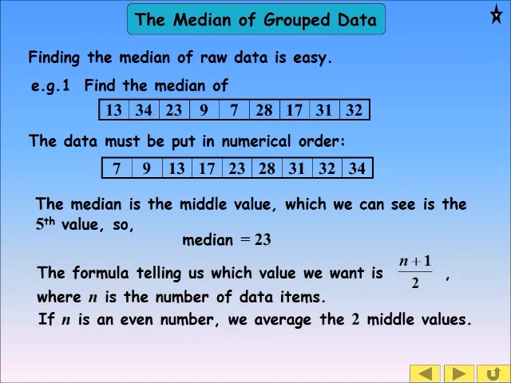n equals the number of the data. If you have 10 data, n is 10. If you have 100 data, n plus 1 is 101. If n is an even number, we average the two middle values, right?